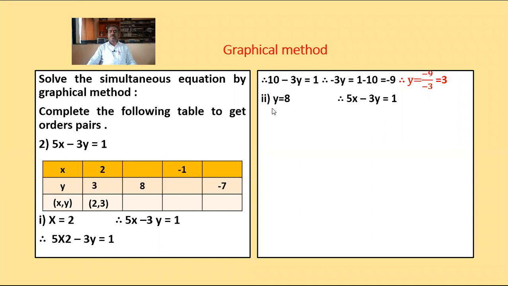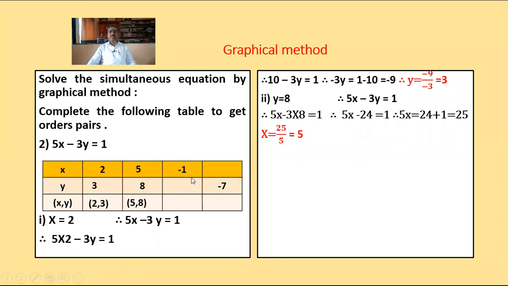For the second coordinate, y is equal to 8. Substitute the value y equals 8: 5x minus 3 into 8 is equal to 1. 5x minus 24 is equal to 1. Minus 24 goes to the other side, then we get plus. 5x is equal to 24 plus 1, which is 25. 5x is equal to 25. Therefore, x is equal to 25 upon 5. 5 5s are 25. Therefore, x is equal to 5. Hence, we get the second coordinate point 5, 8.